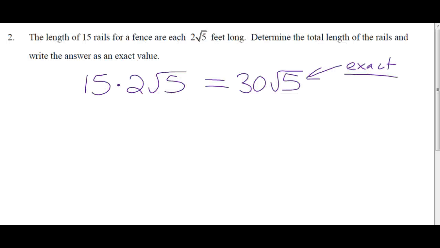And we have 15 fence rails, each of which is 2 root 5 feet long. 15 times 2 root 5 is 30 root 5. That's an exact value.